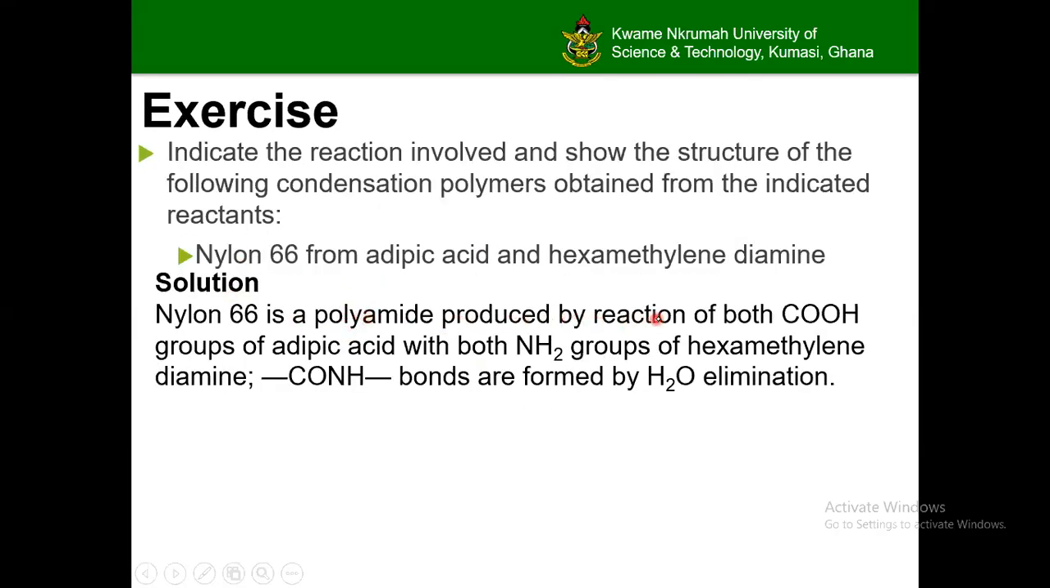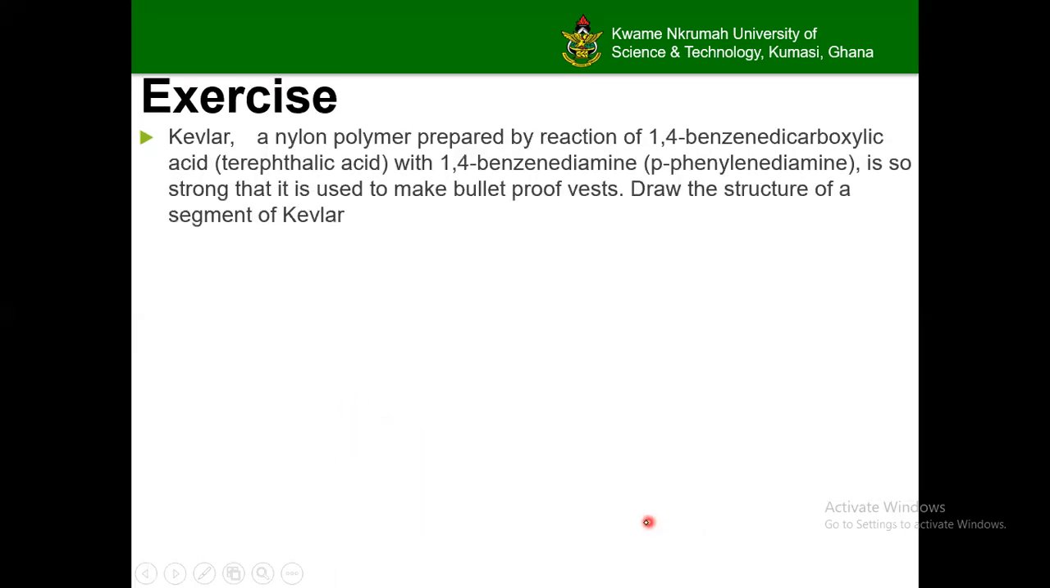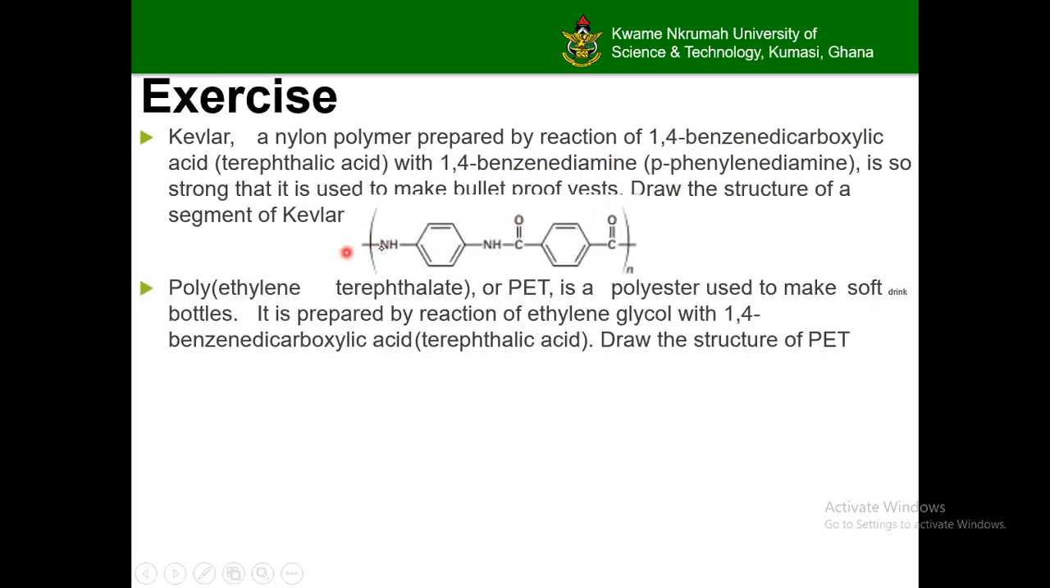So nylon 6,6, even without telling you, you know it is from adipic acid and hexamethylene diamine. Because we've told you that the first 6 is for the carbons in the amine, the second 6 is for the carbons in the dicarboxylic acid, right? Good. So this is what has been shown, same as the one in the slide that we discussed. Now Kevlar. So Kevlar is 1,4-benzene dicarboxylic acid, that's terephthalic acid, against 1,4-benzene diamine. Right, now we have also seen that one in the slide.